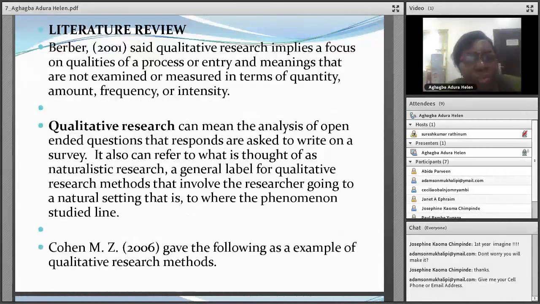Literature review. Qualitative research can mean the analysis of open-ended questions that respondents are asked to write on a survey. It also can refer to what is thought of as naturalistic research, a general label for qualitative research method that involves the researcher going to a natural setting, that is, to where the phenomenon studied lives.